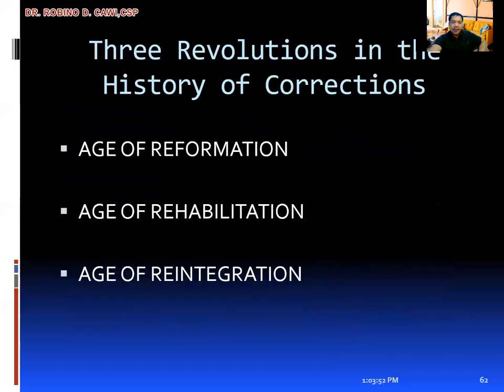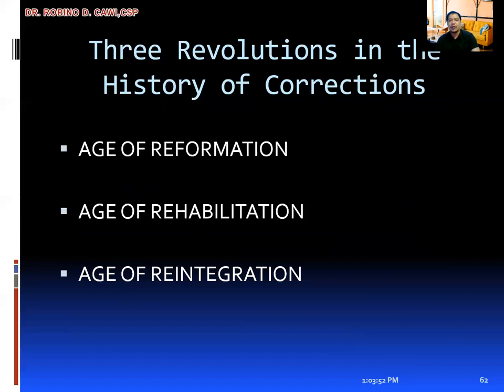Okay. There are also 3 revolutions in the history of American corrections. So again, we are talking here of American corrections. So we have here the so-called age of reformation. As we have made mention in the previous lecture, the age of reformation is very parallel to that of the age of enlightenment. However, the difference between the two is the place of occurrence. The Age of Enlightenment transpired in Europe, and the Age of Reformation transpired in the United States.